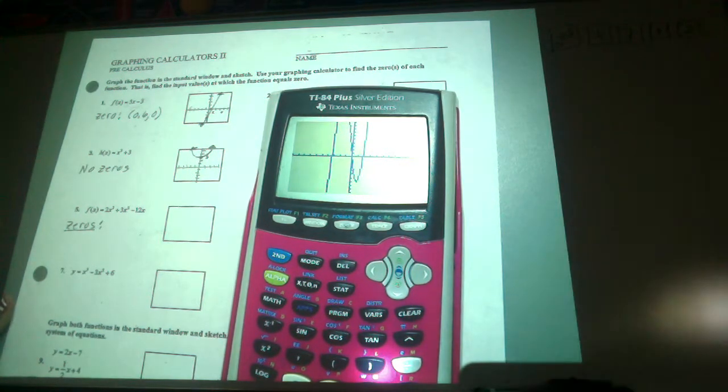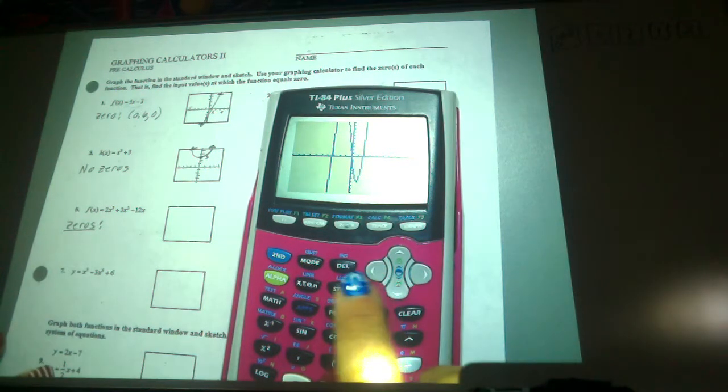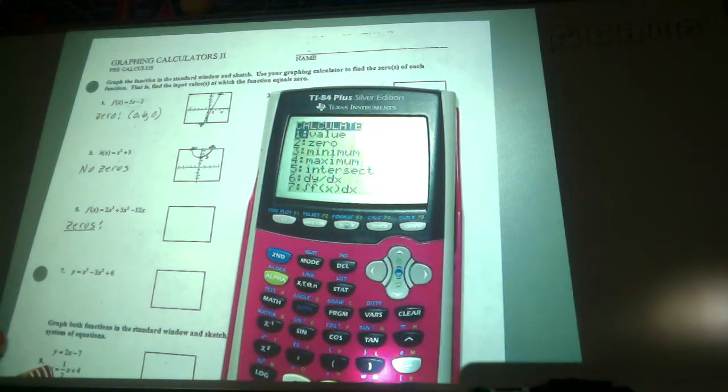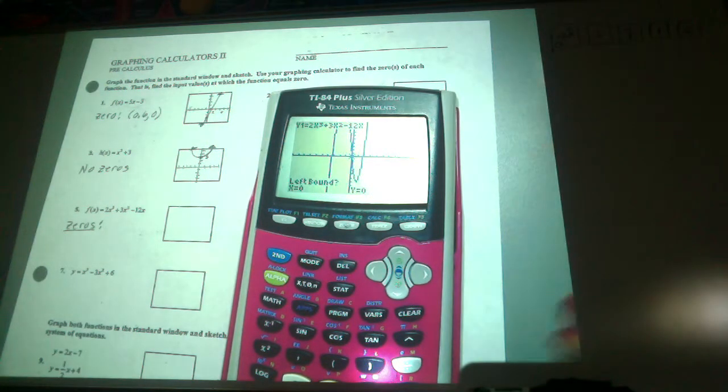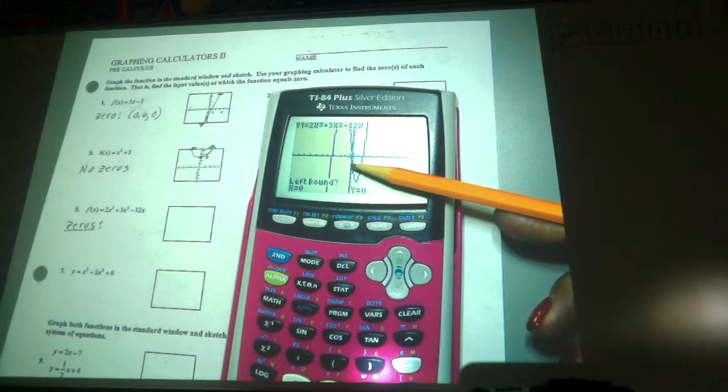Swap it out for another one. Hopefully you're lucky, because two of those are completely dead. All right, so we're going to go to second calc. And we want to choose zero, so choose two. And it's currently flashing at the origin at 0, 0.